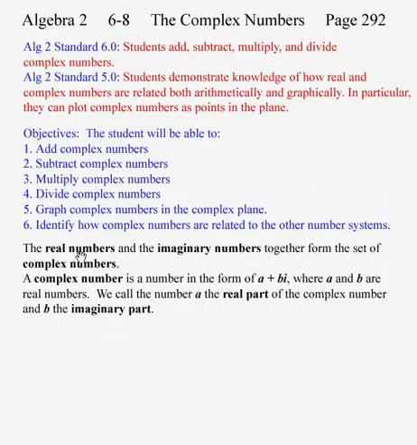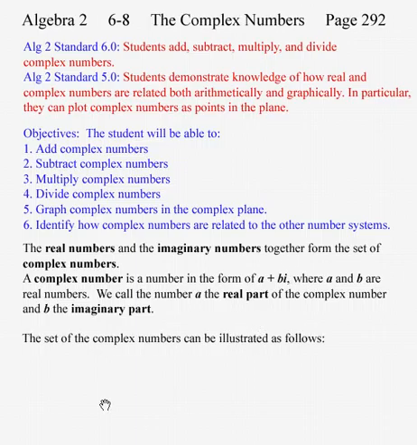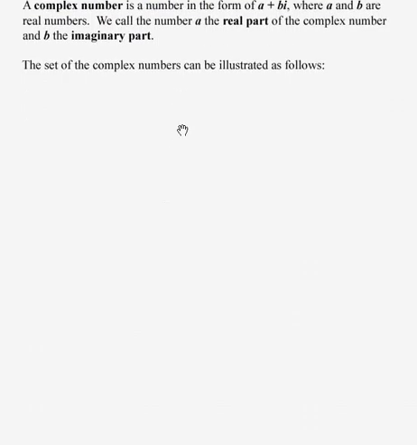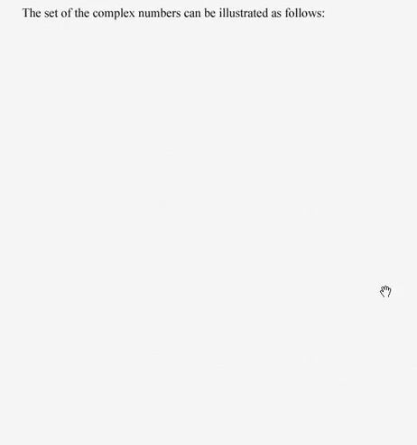Well, if we take a real number and the imaginary numbers that we've learned in our previous lesson together, that forms a set of complex numbers. A complex number is written in the form a plus bi, where a and b represent real numbers. The a represents the real part of the complex number, and b represents the imaginary part of the complex number. And what we can do is we can look at the set of complex numbers in this little illustration.